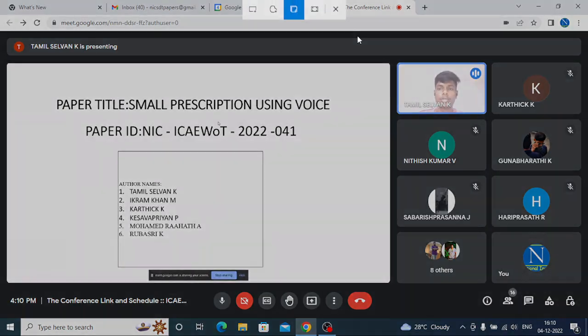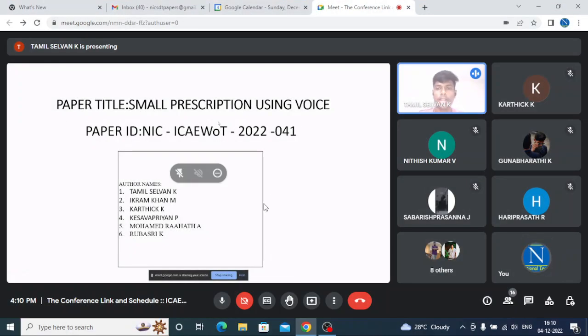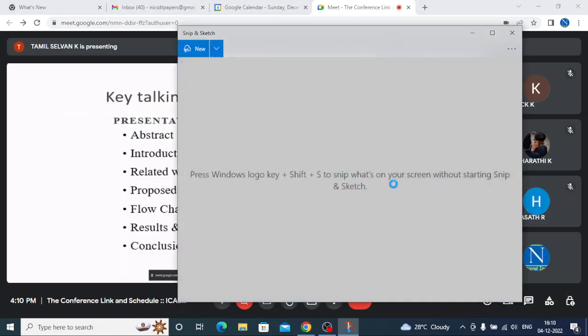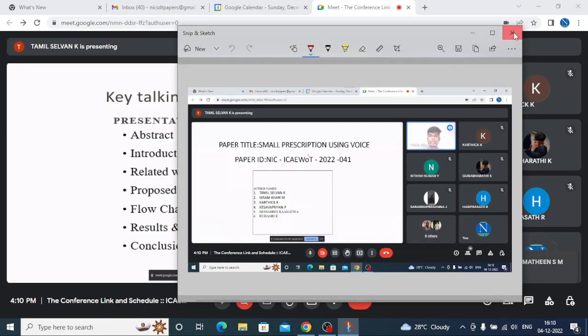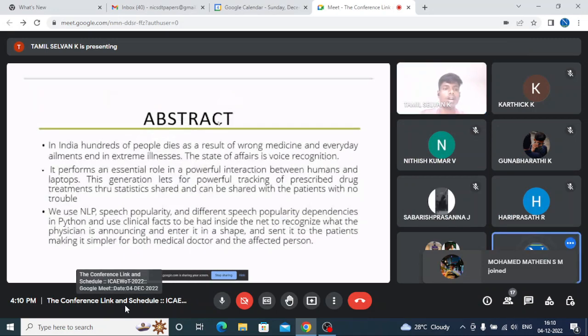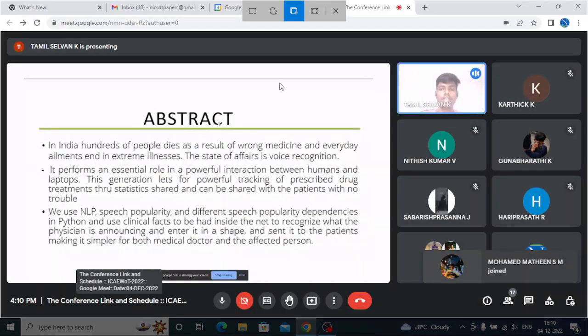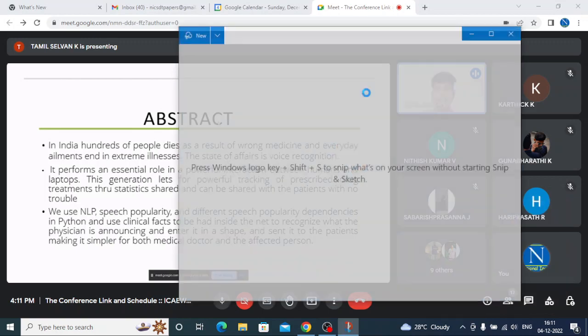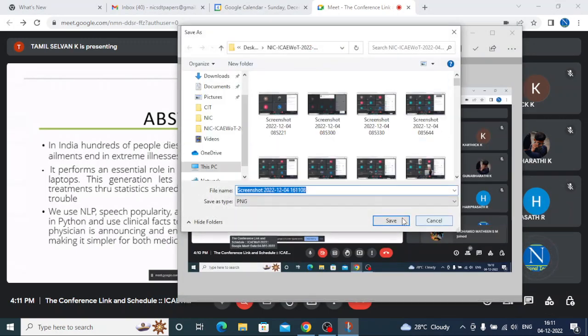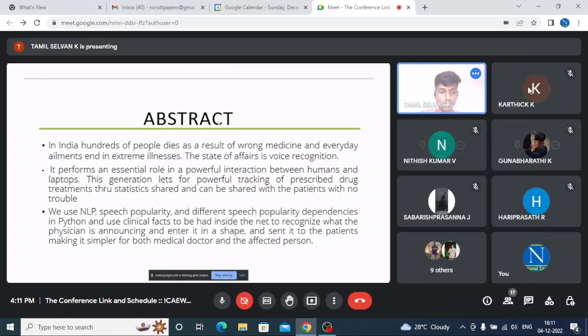So our paper title is Smart Prescription Using Voice. Our paper ID is 041. The important talking points are introduction, related works, the proposed work, flowchart, results and discussion, and conclusion. In India, hundreds of people die due to wrong medicines. So we have done a smart prescription using voice recognition, using NLP and speech recognition dependencies in Python, and use clinical facts to recognize what the physician is announcing and enter it in a safe way and send it to the patients, making it similar for both medical doctor and affected persons.